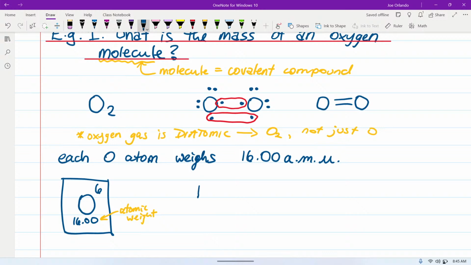And so we're going to introduce the symbol we usually use here, which is big M. And we use big M for atomic weight.